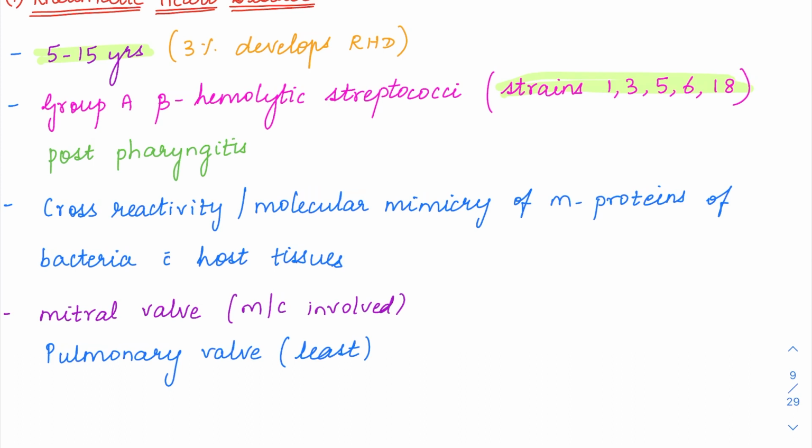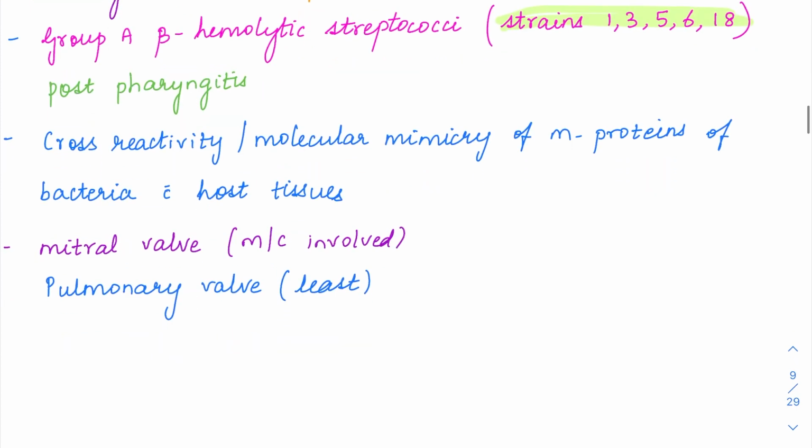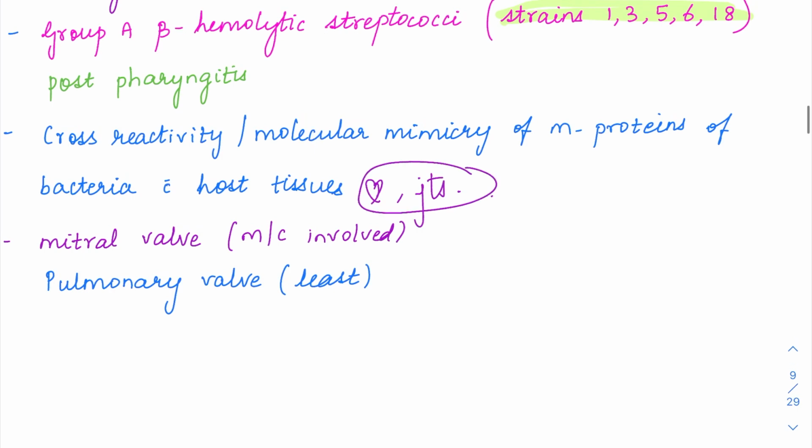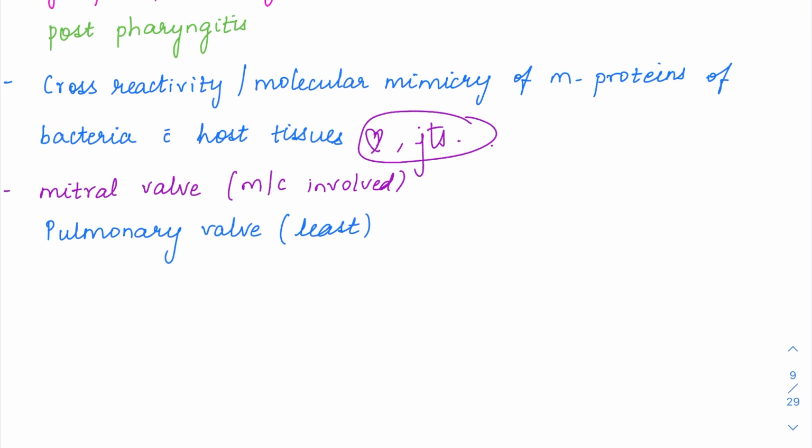Against these streptococcal M proteins the body produces antibodies, and these antibodies cross react with the host's own tissue. So it results in a kind of hypersensitivity reaction. The host tissues, especially the heart and joints, are the ones affected because of this cross reactivity or molecular mimicry. In the heart, the mitral valve is most commonly involved, so the patient will present with mitral stenosis or mitral regurgitation. Other than that, fleeting joint pain will be there.